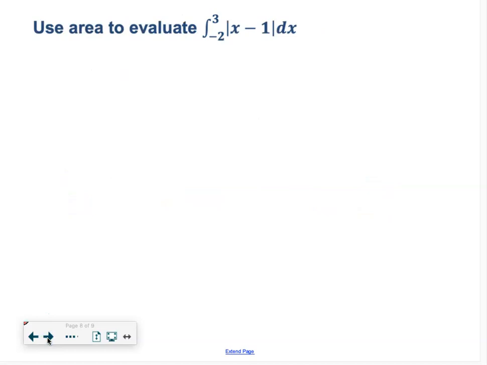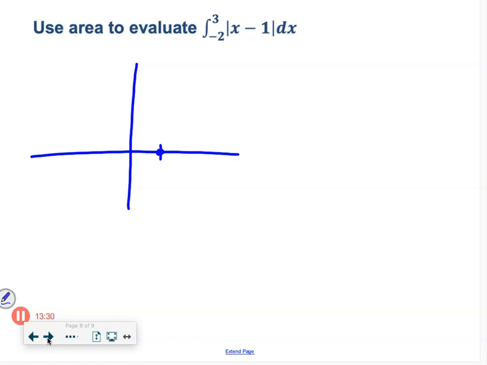So we're going to use area to evaluate this beautiful absolute value function. Eventually we're going to get to a point where we're going to break these into a piecewise, but right now we're just going to use some geometry. So if I graph this absolute value function, remember this is the absolute value of x, but it's been shifted one place to the right. So it has a vertex right here. It's going up that way, it's going up that way. Now, remember, these each have a slope. This line has a slope of -1. This line has a slope of 1.